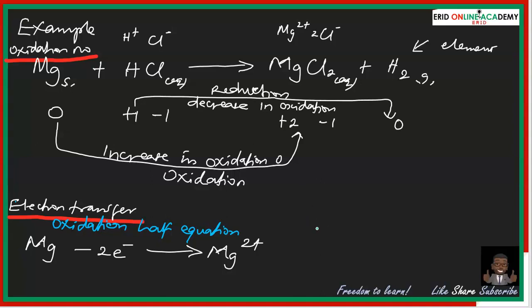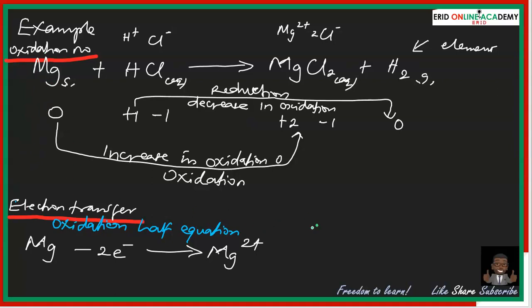Because I thought you said oxidation is loss, reduction is gain. Yes, reduction is gain of electrons, or reduction is decrease in oxidation number. Okay. You got that right? Yes. So we are looking at it in two ways: in terms of electron transfer, in terms of oxidation number.